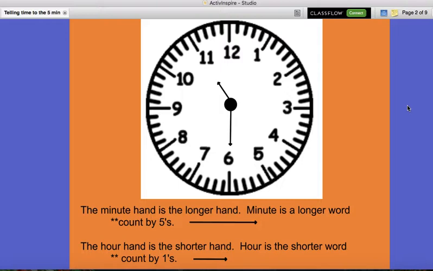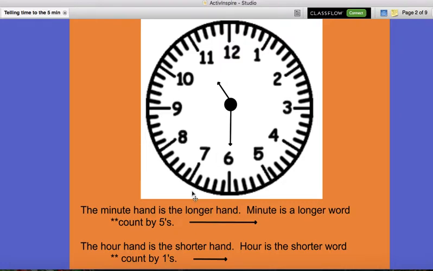So if you look here, we have a clock, and if you notice, we have a small hand and we also have a big hand. The small hand is our hour hand. It's the shorter hand. When it's pointing to that, we count by ones. So if it's pointing to the 1, it's 1, 2, 3, 4, 5, 6, 7, 8, 9, 10, 11, and 12.